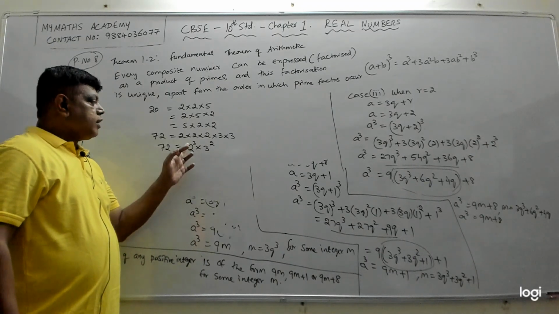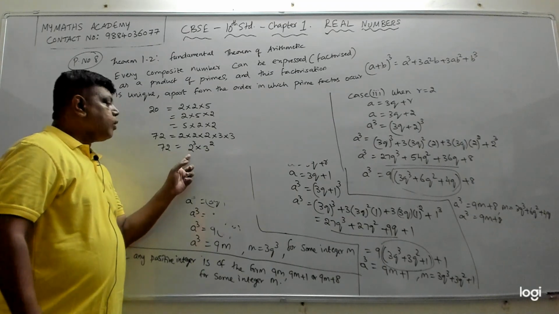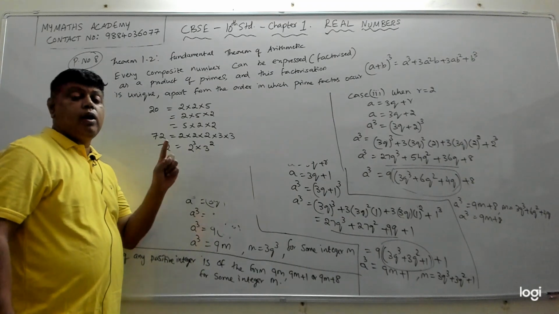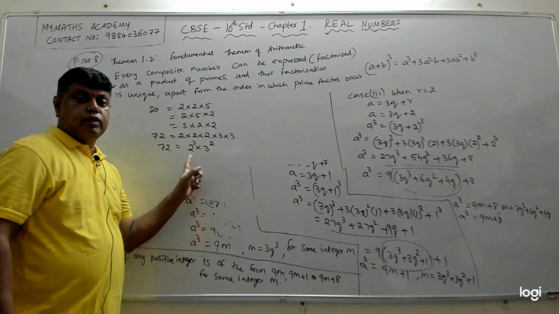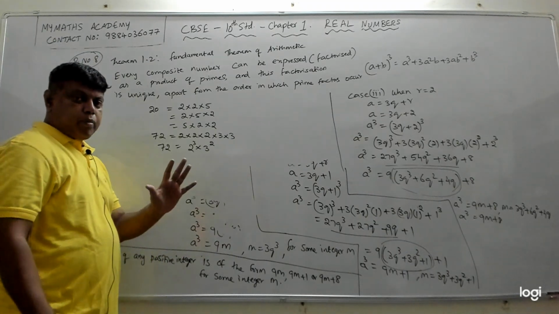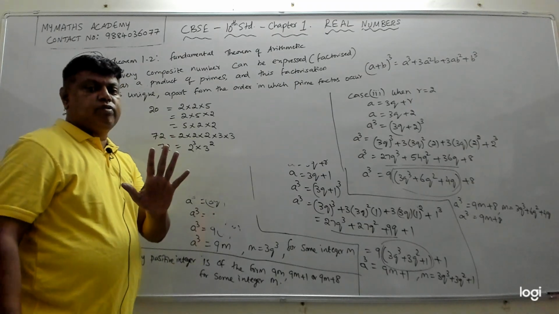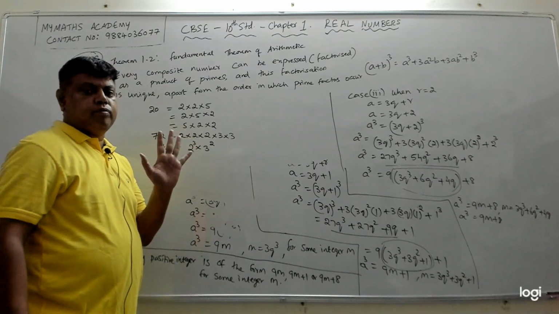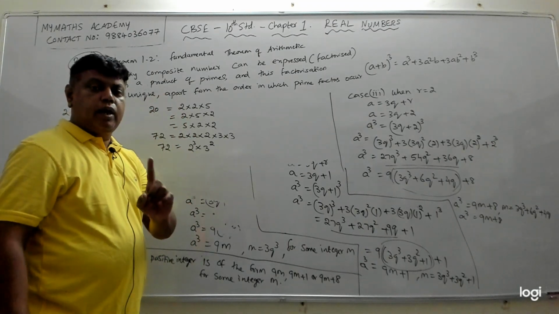You cannot write it as 5 square into something. Or someone may say, sir, I can write this as 12 into 6 is 72, but 12 and 6 are not prime numbers. So here you should have only prime numbers, because 12 and 6 are not prime. Right? What are the prime numbers? Prime numbers are the numbers which are divisible only by itself and the number 1.